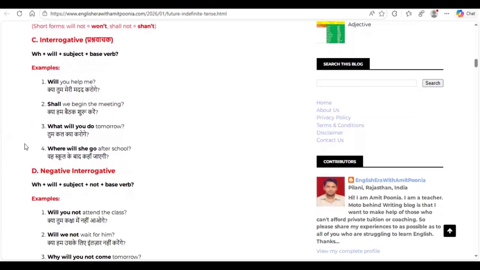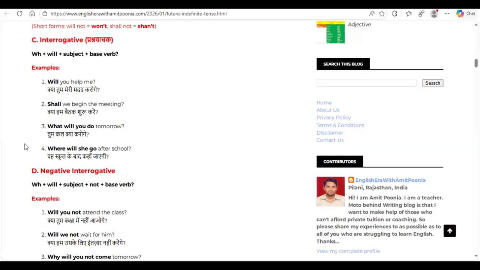Now let's go through some interrogative sentences. What is the sentence structure of this WH word? Will plus subject plus base form of the verb and the remaining part of the sentence. Like this, क्या तुम मेरी मदद करोगे? This sentence has the answer yes or no.